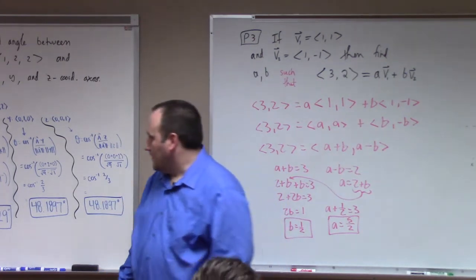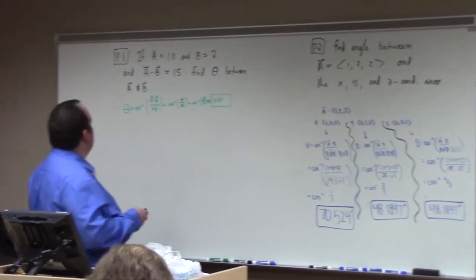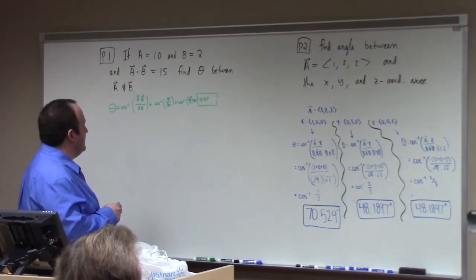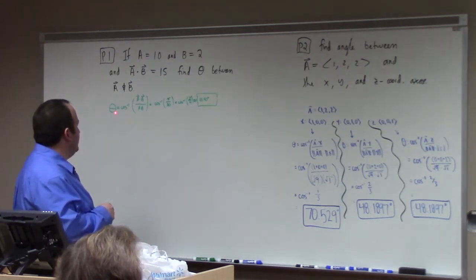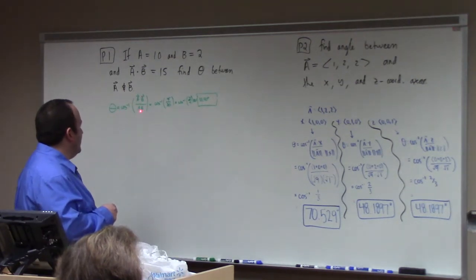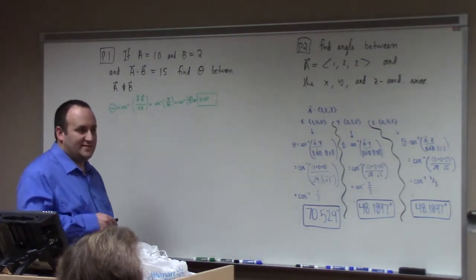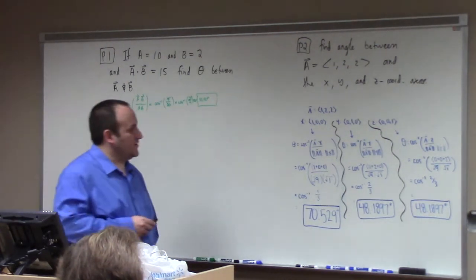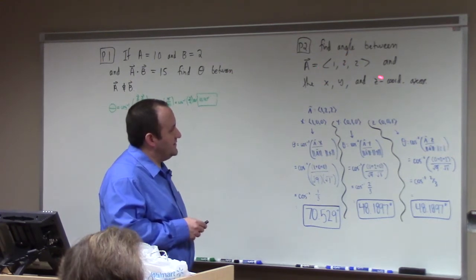Amen. All right, let us discuss the problems. So A is 10, B is 2. We're given that the dot product of A and B is 15. Find theta between them. So, we figured out theta was defined to be inverse cosine of A dot B over the product of their lengths, which in this case is inverse cosine of 3/4, which is 41.40 degrees. I'm just going to trust that you did the calculator right. So, yay. No complaints.